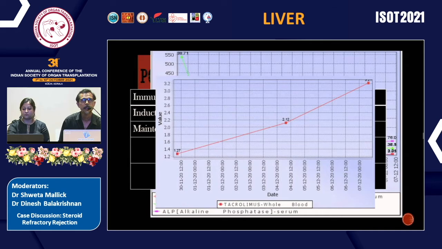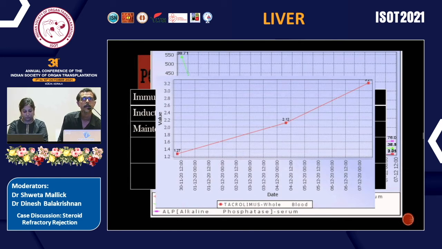At this point, can we ask Dr. Joy? Is Dr. Joy there? Yeah. Dr. Joy, what would your protocol be on TAC levels and immunosuppression? A quick word on that before we proceed with the case.